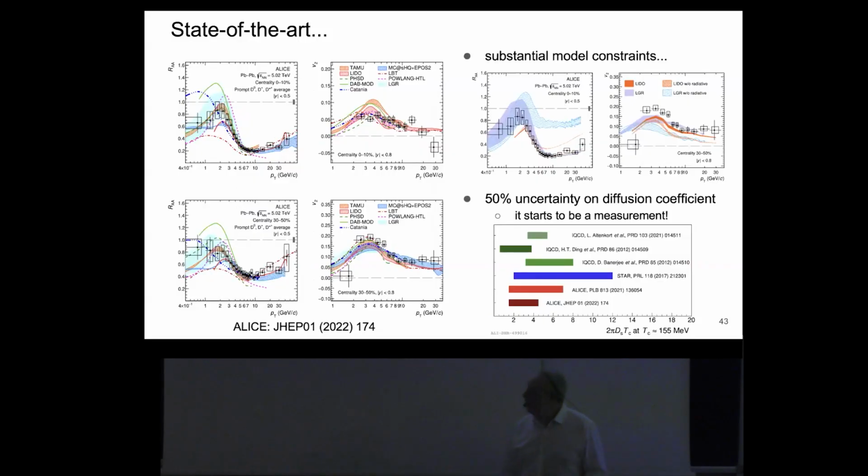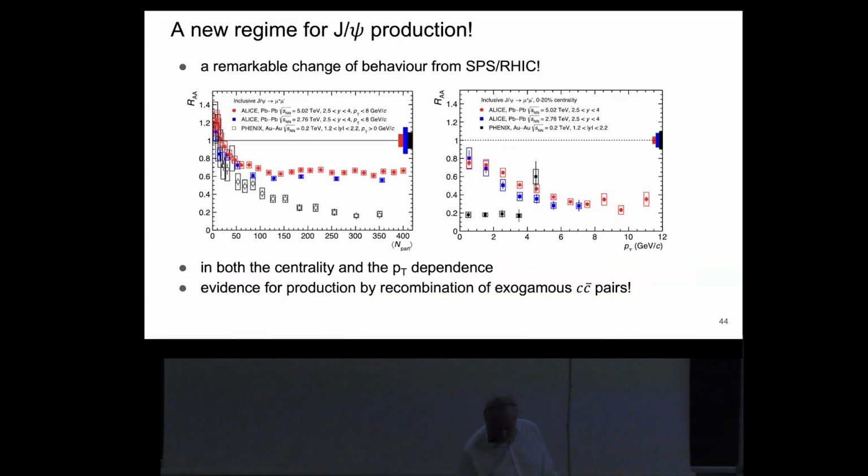So this is the state of the art. This is the nuclear modification factor and the V2. And first of all, this provides substantial model constraints. What you see shown here is a measurement, with the same Bayesian method that I showed before, of the diffusion coefficient of the QGP. And this is the measurement from ALICE data. It's still 50% uncertainty on the measurement, but it starts to be something that one can call a measurement. And of course, we want to go much further than this.